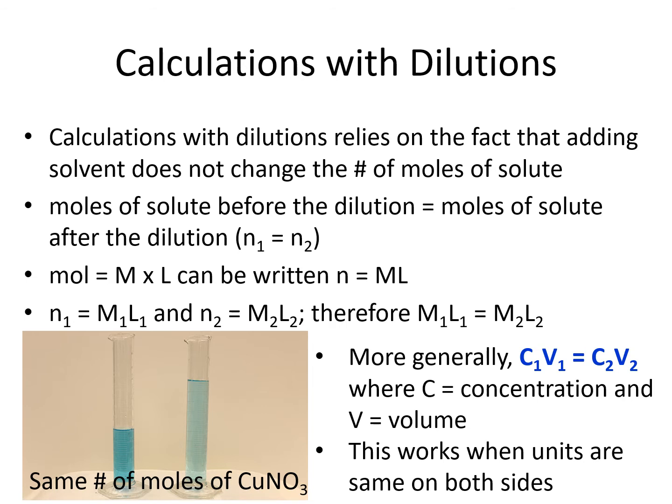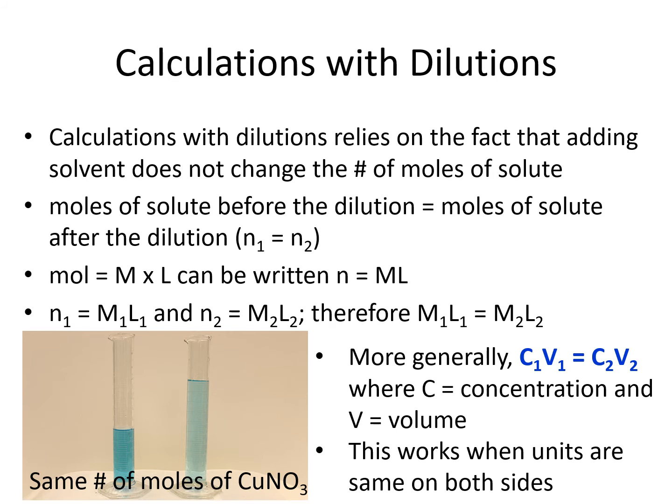And we know that the number of moles before the dilution equals the number of moles after the dilution. N1 equals N2. So we can set those equal to each other, and therefore we can set the other things on the other side of the equal sign equal to each other. So M1L1 equals M2L2. We could generalize this equation as C1V1 equals C2V2, where C stands for concentration and V stands for volume. So concentration times volume before the dilution equals concentration times volume after the dilution.